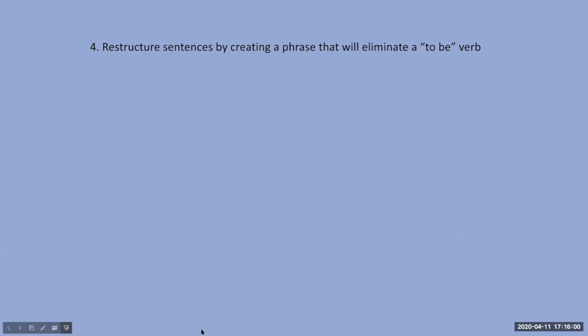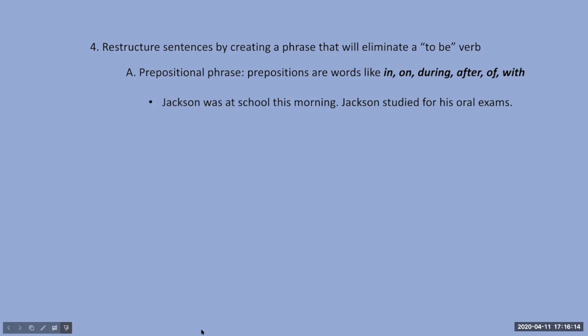4. Restructure by creating a phrase that will eliminate a to be verb. A. A prepositional phrase. Prepositions are words like in, on, during, after, of, with. Jackson was at school this morning. Jackson studied for his oral exams. Can be converted to: Jackson studied for his oral exams at the school this morning.